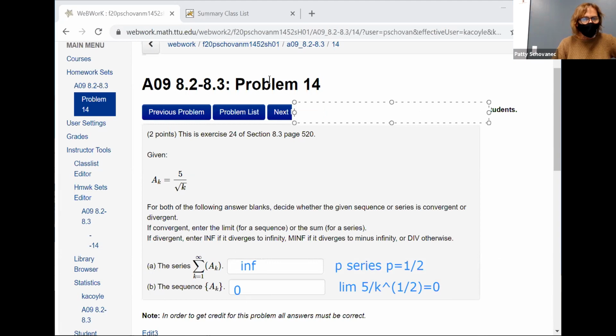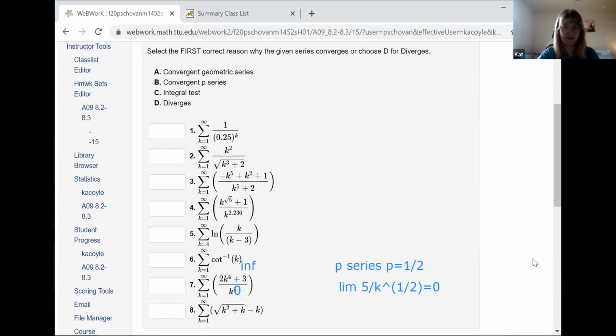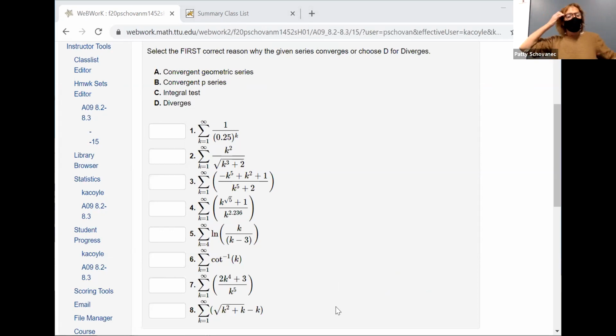All right, let's look at the next one. This one should probably be pretty quick. Let's do the test for divergence first, because the test for divergence is if the limit is not 0, the series diverges. So the limit we're doing is k going to infinity. Since this is in the denominator and this is a constant, as k goes to infinity, this goes to 0. We know nothing.